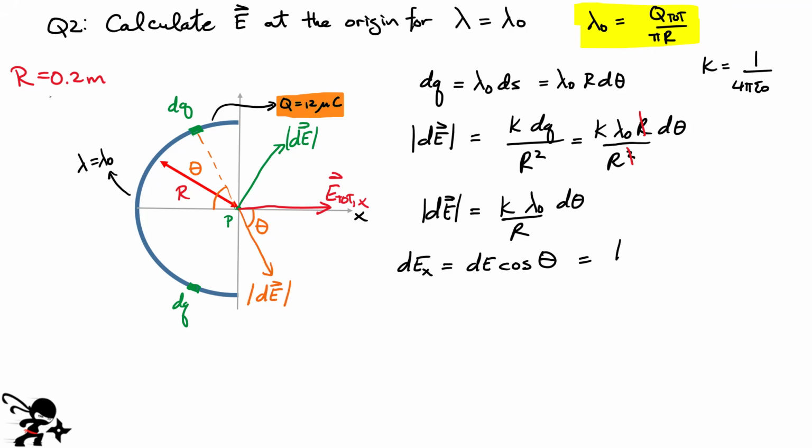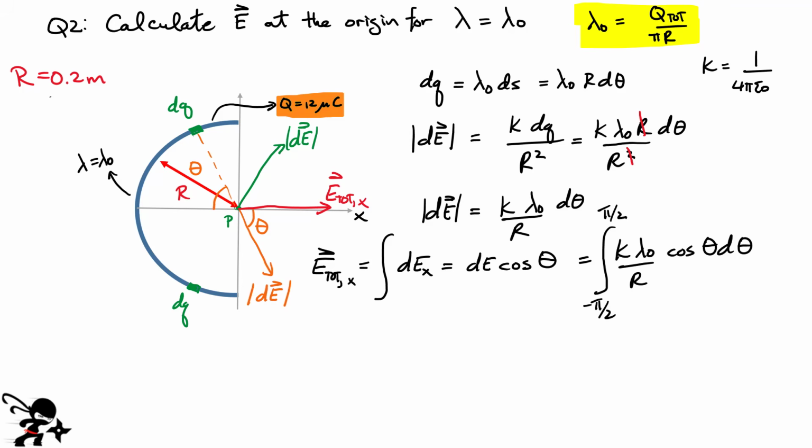So you substitute everything in here: K, lambda 0, r, we have cosine of theta and d theta. And to get the total electric field now, you have to integrate. You have to add up all of these little bits of components that I'm going to add in the same direction. And I'm integrating over the angle theta, so that's from minus 90 degrees to plus 90 degrees. And this is going to give me my total electric field, which is going to be in the X direction.